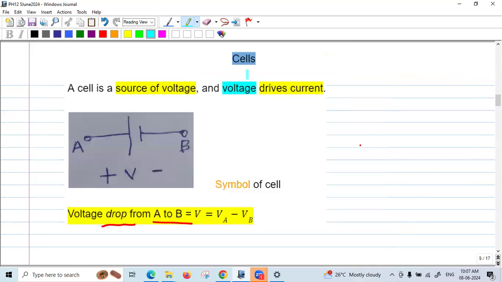And then I talked about cell. Cell is basically a source of potential difference. To drive a current, I need a potential difference, right? So the potential difference provided by the cell. So this is a cell, and the symbol of the cell is one long dash and one short dash. The long dash is the positive terminal, higher voltage. Okay, so there will be a drop from A to B inside the cell. Okay, outside. So cell is a source of voltage which drives the current.